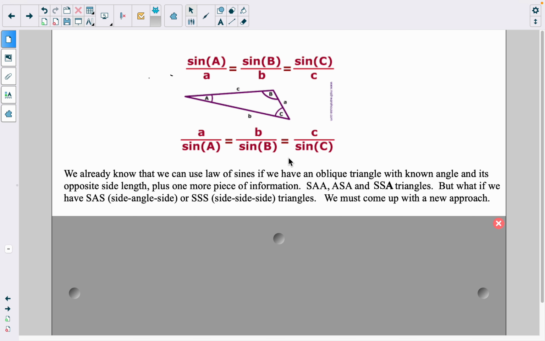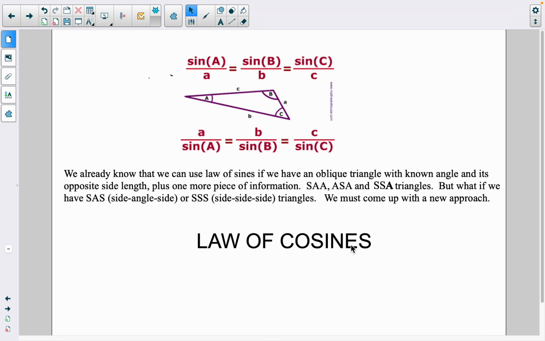But the question that remains is, what if we don't have an angle and its opposite side? So there's two scenarios that could happen, which is side angle side, where the angle is included between the two known sides, or we don't know any of the angles, but we know all three side lengths. So we have to come up with a new approach. And this new approach is our law of cosines. So we have law of sines and we have law of cosines.